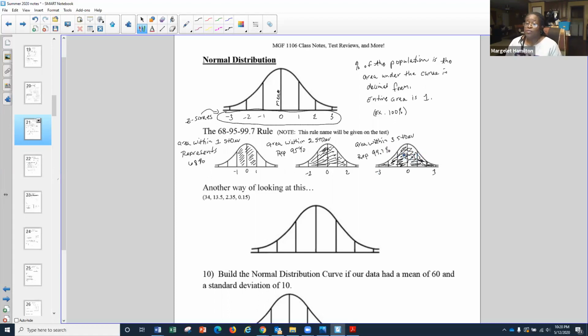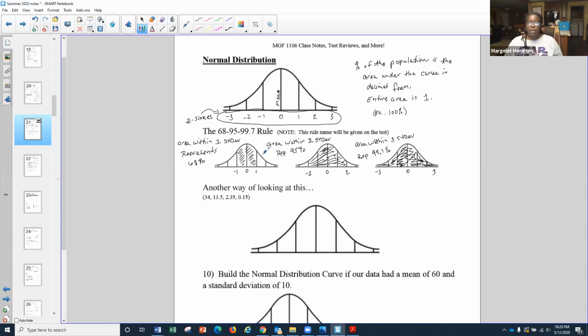Are we all right so far? Take and absorb this. This is some really good stuff. You don't have to remember it off the top of your head, because I'm going to help you remember by giving you this rule right here. So you'll know 1 standard deviation, 2 standard deviations, 3 standard deviations of your mean.